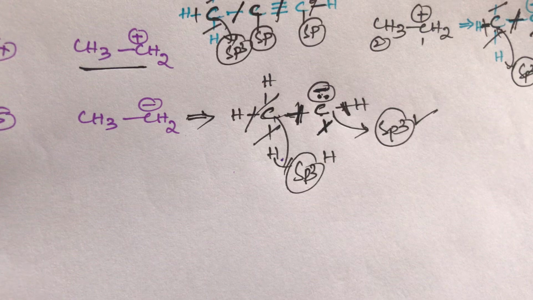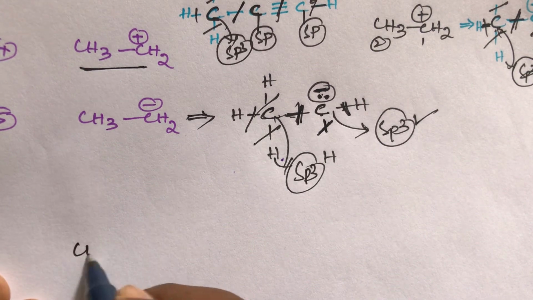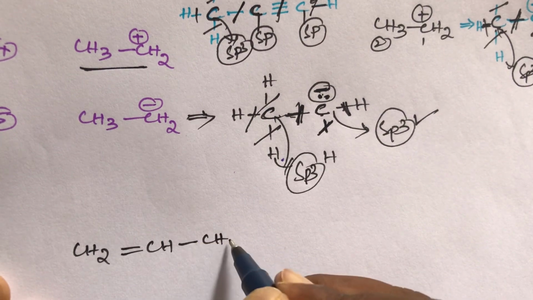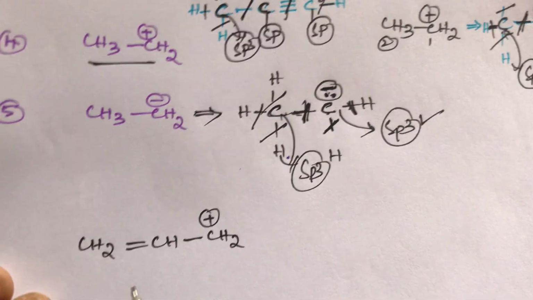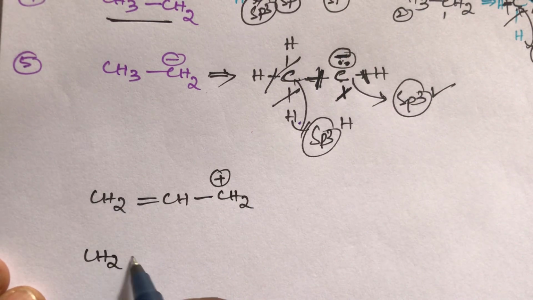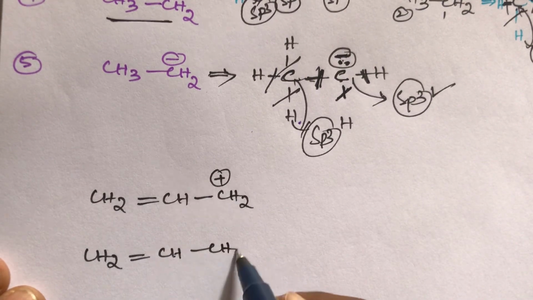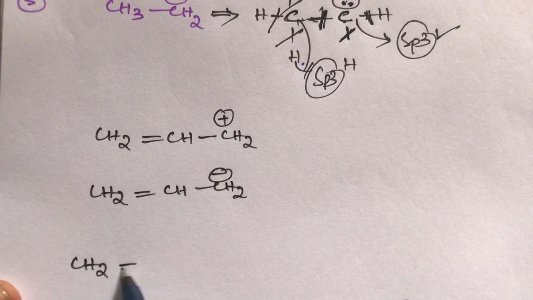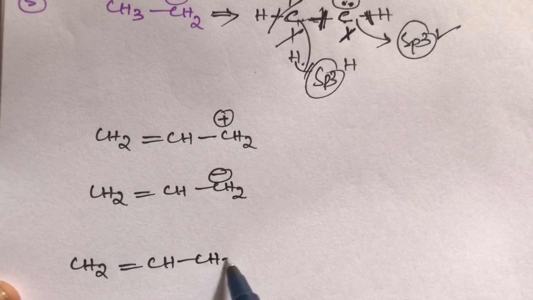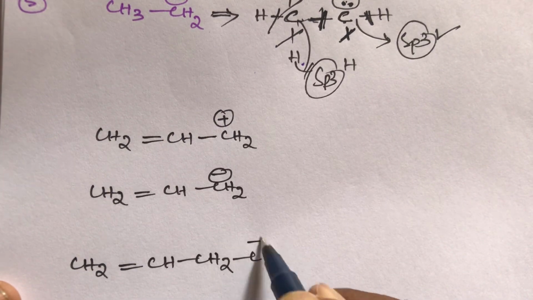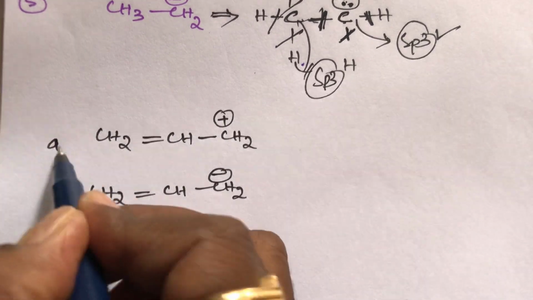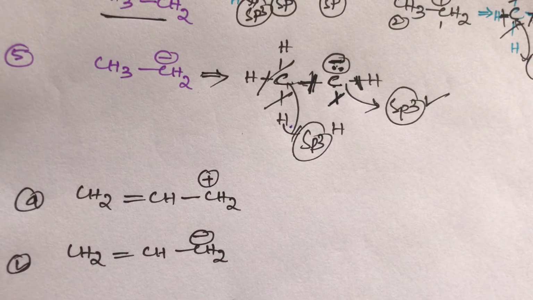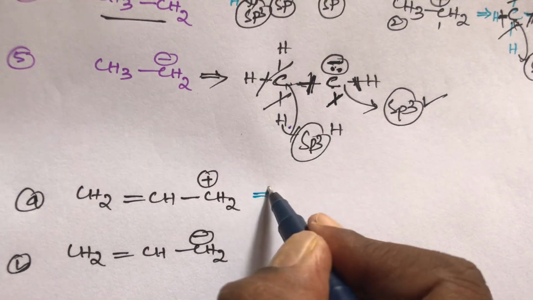Now take one more example, very important: CH2 double bond CH, then CH2 plus; then CH2 double bond CH, then CH2 minus; then one more example, CH2 double bond CH, then a single bond, then CH2 minus. Calculate the hybridization, that is A, B and C. Out of these 3 compounds, calculate the hybridization of each carbon, student. So I am writing the skeleton structure, student.